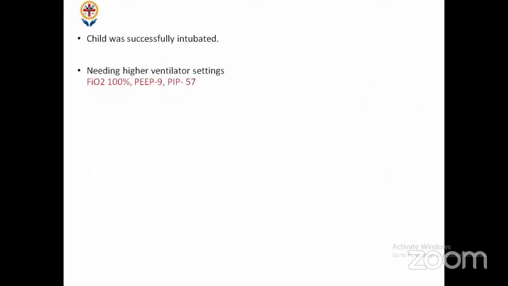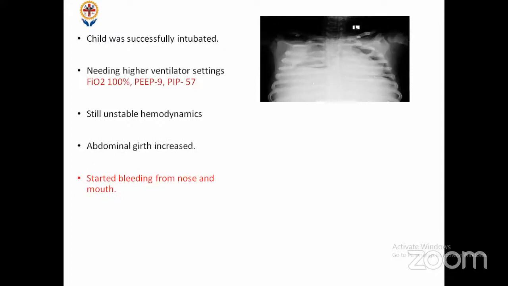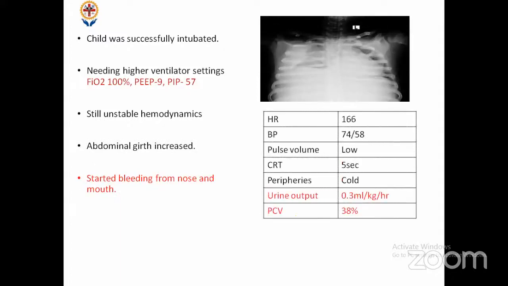So the child was successfully intubated, these are the settings. PEEP kept at 9, FiO2 at 100%, but the PIP is very high, 57. And the child still has unstable hemodynamics, abdominal girth is increased, the child started bleeding, this is the X-ray. So these are the vitals. High ventilator settings, abdominal girth is increasing, the child is bleeding from nose and mouth. This is the commonest scenario when you encounter a child in the late phase, and the vitals are still like this. Little better, but you are still on 0.3 and PCV is still 38.